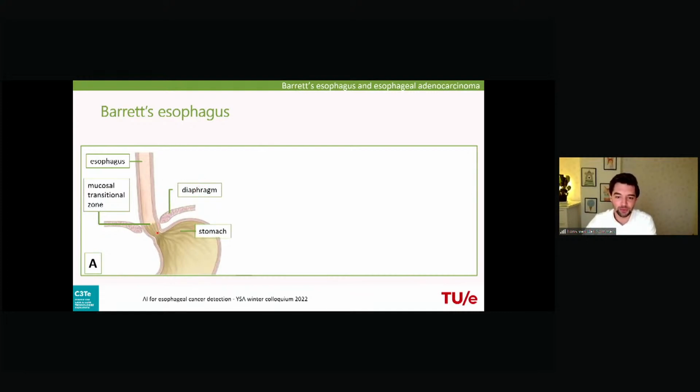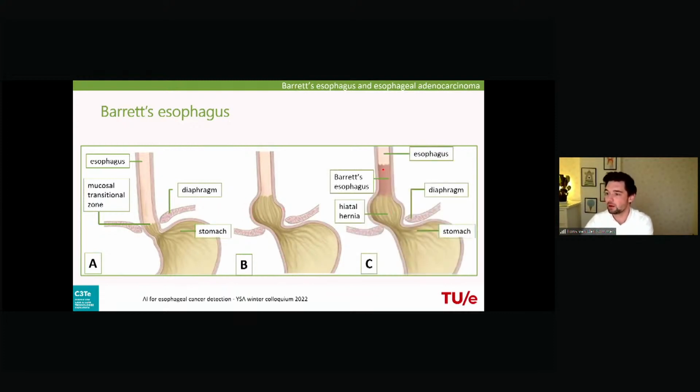So in a normal situation, you would have your stomach here, and then it's more or less closed off by a muscle here, and then your esophagus on the top. For some reason, some persons can develop this Barrett's esophagus because this diaphragm is too wide, and then some acid can flow into your esophagus, and then your body starts replacing these cells by a different cell type, and this protects you from getting a lot of infections due to the acid that flows into your esophagus, but you have a higher chance of developing esophageal cancer.